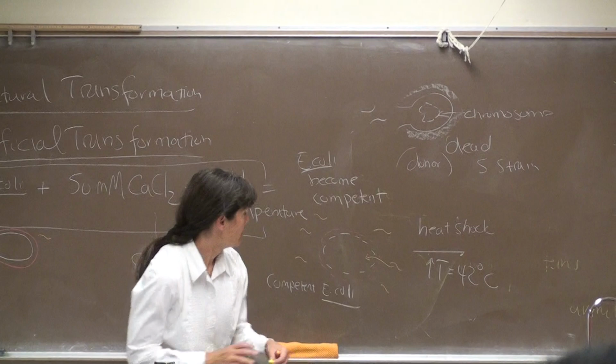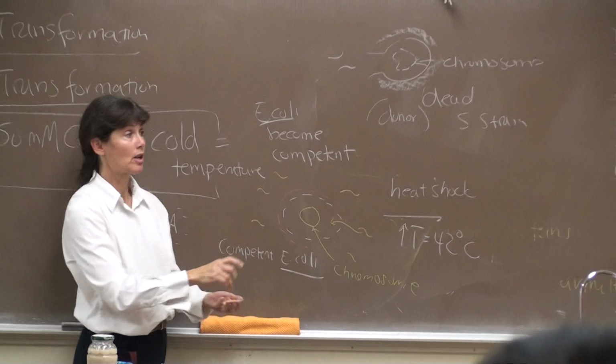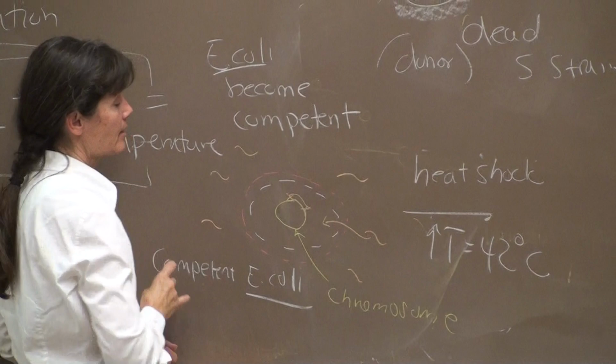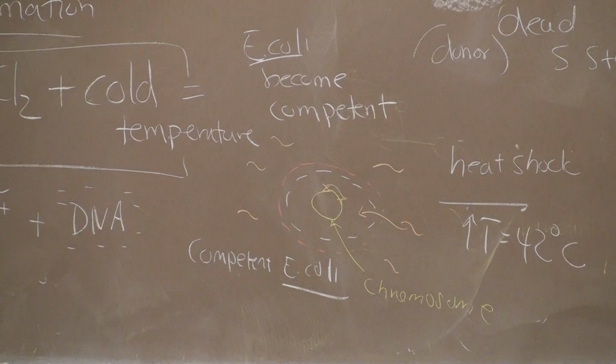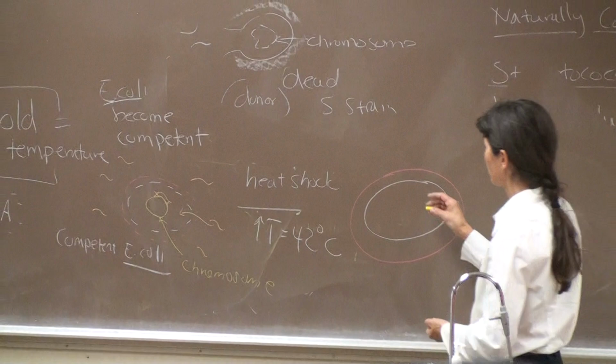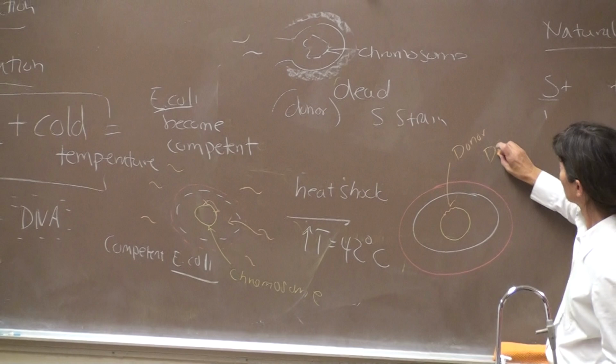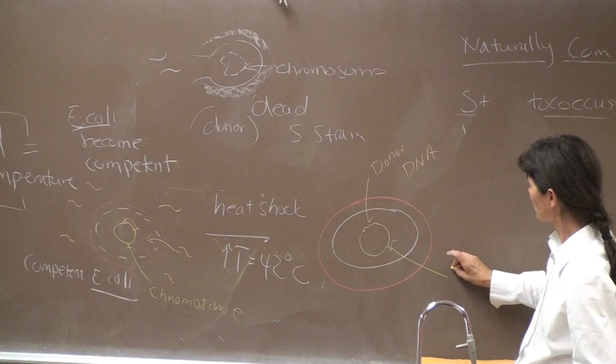Okay, and then if we use yellow for the E. coli chromosome, again, what we're asking for here is that we have homologous recombination between the DNA and the E. coli's chromosome. So after heat shock, we let the poor little traumatized E. coli recover. Our cytoplasmic membrane is now back to the normal state. But what we're hoping for is that we've had homologous recombination, where some of that donor DNA has been integrated into our little E. coli chromosome.